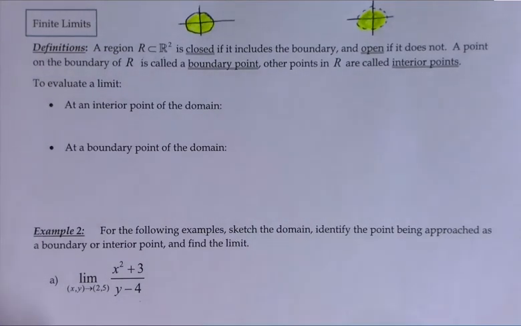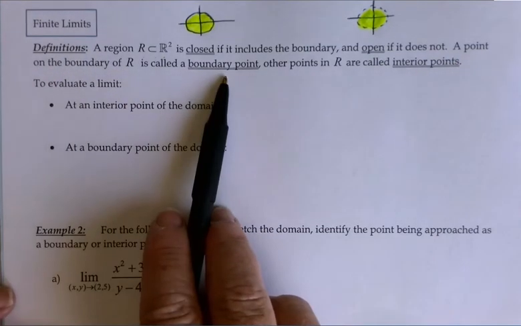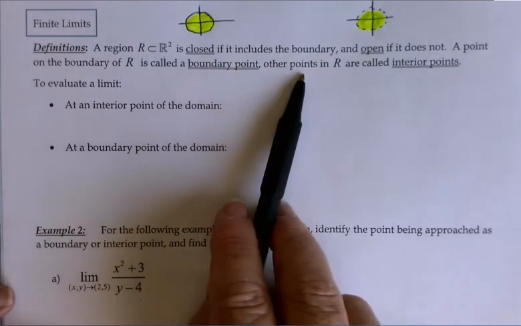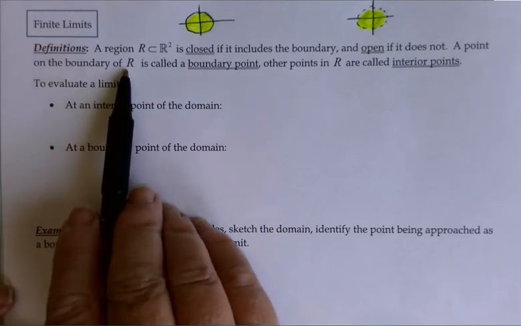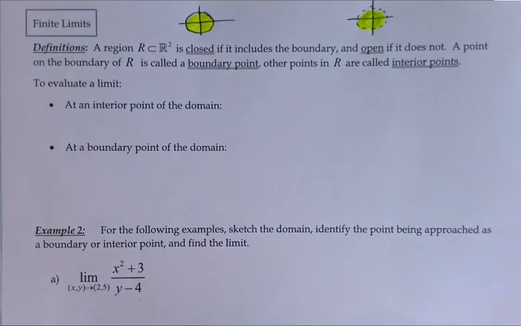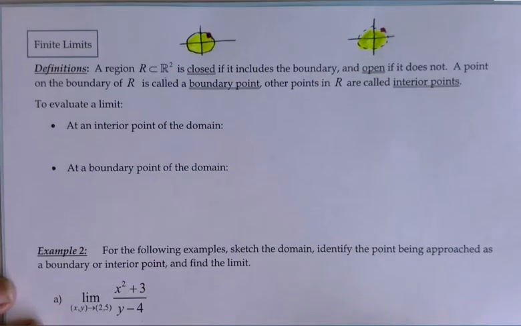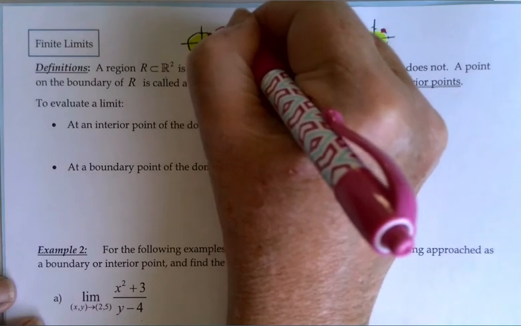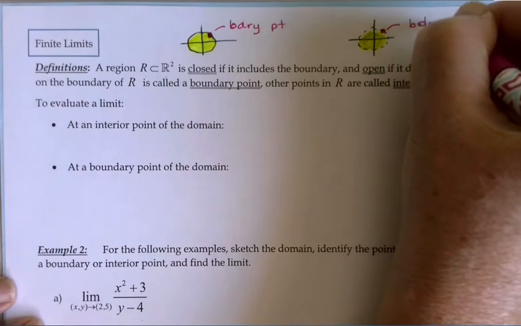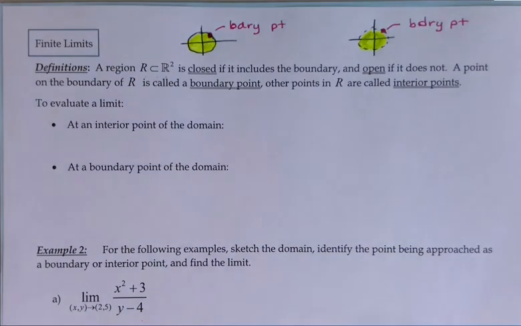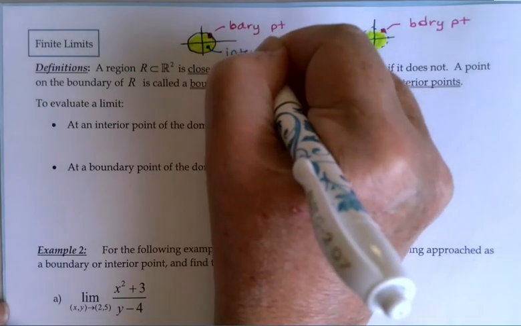All right, next definition is probably pretty obvious, but we'll go through it here. A point on the boundary of R is, surprise, surprise, called a boundary point. And the other points in R are called the interior points. Now, one thing worth pausing to notice is it doesn't matter if the boundary is closed or open. Any point on that boundary would still be considered a boundary point. Points that aren't on the boundary would be the interior points.